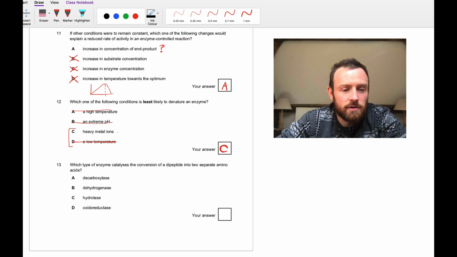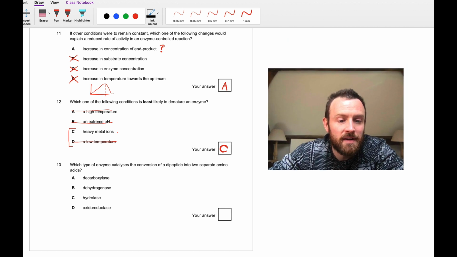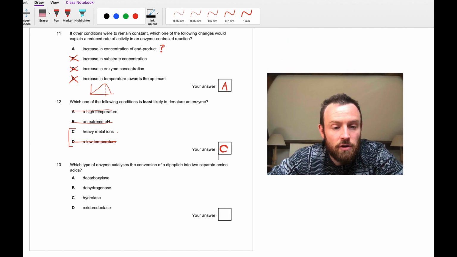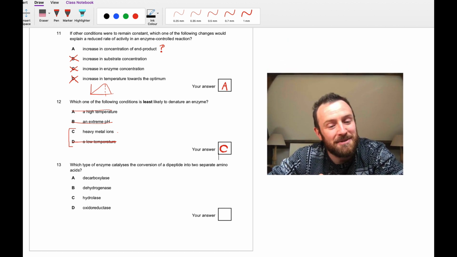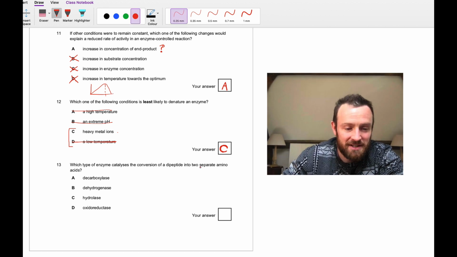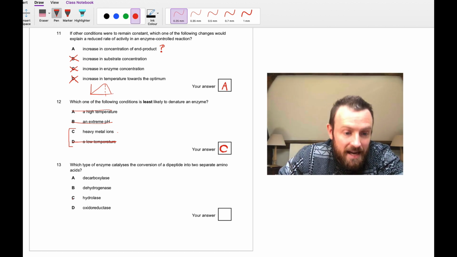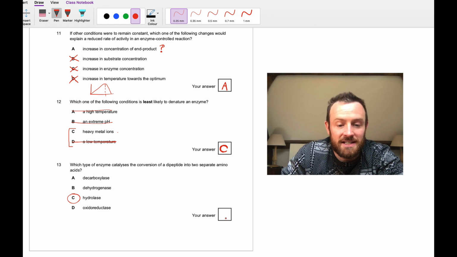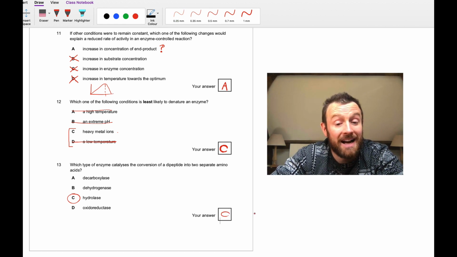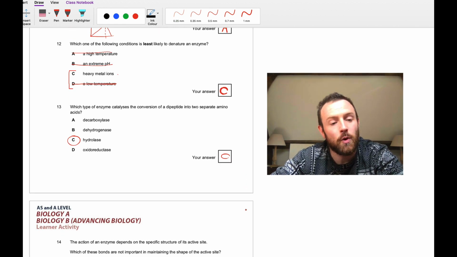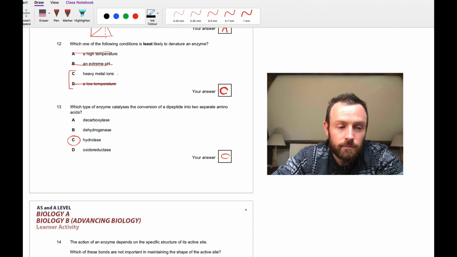All right, moving on to 13. Which type of enzyme catalyzes the conversion of a dipeptide into 2 separate amino acids? Okay, this one's an easy one. This one is a hydrolase because it's a hydrolysis type reaction. Remember, condensation joining, hydrolysis is splitting.